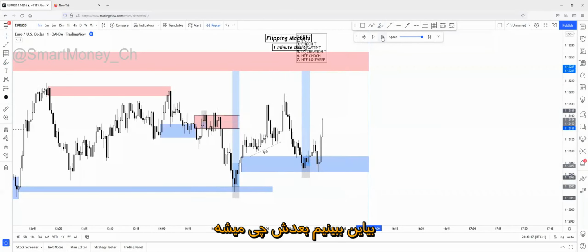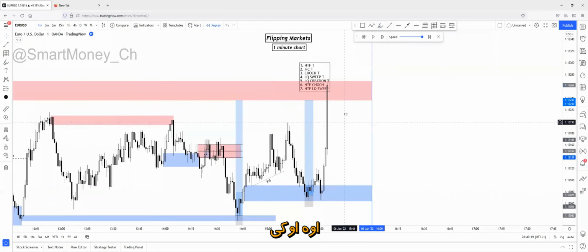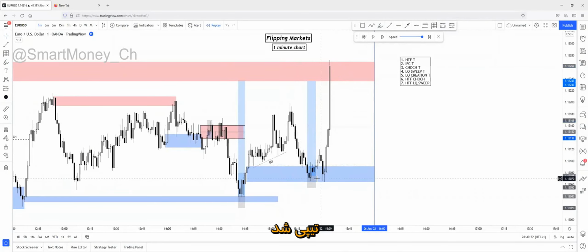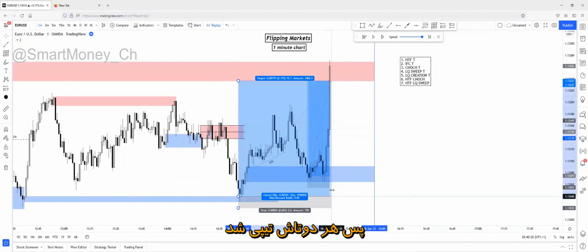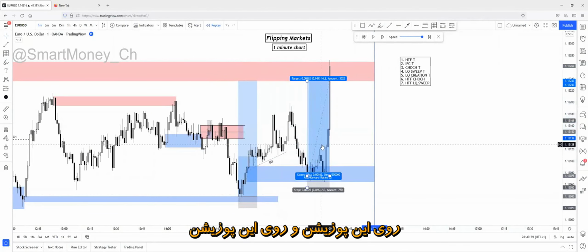Let's see what happens next. Oh, okay. Hit TP straight up. Okay, that's nice. So we have double TP hit on this position.